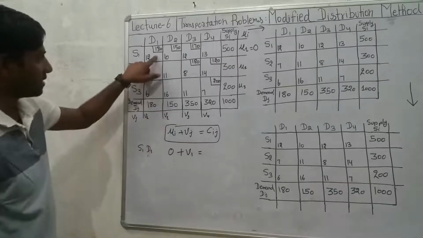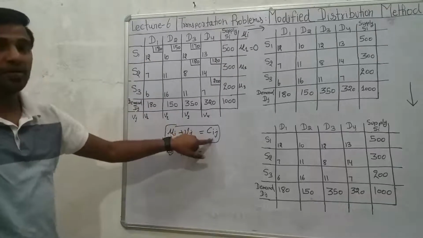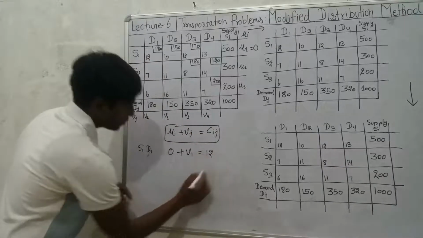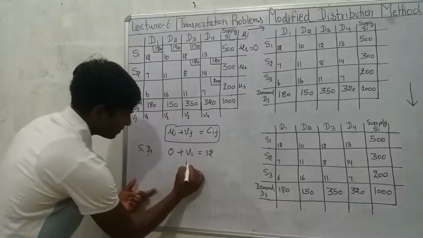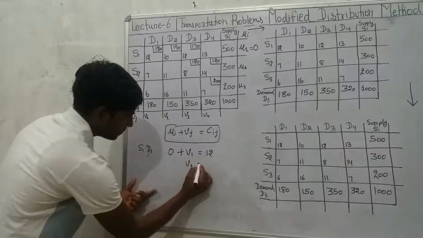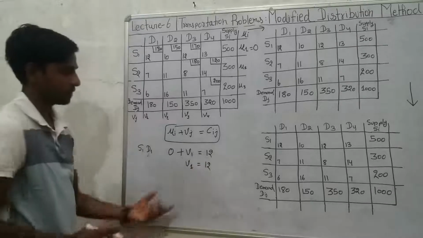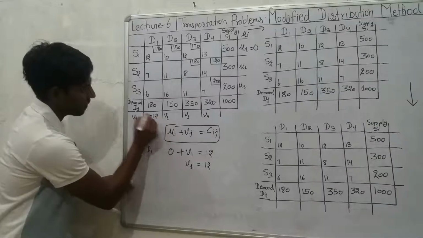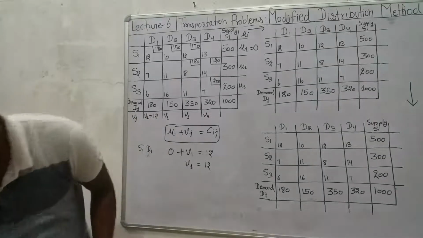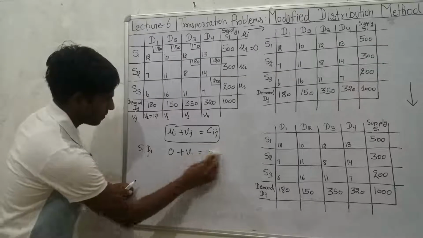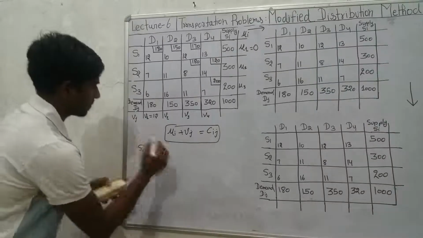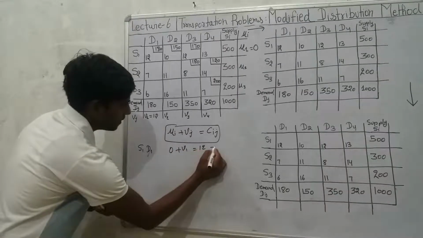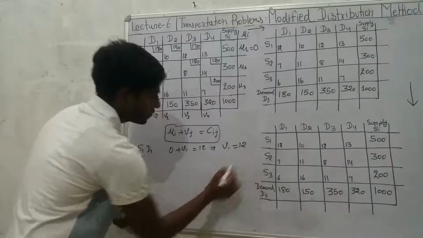And for this particular cell, what's the value of Cij? Cij is the per unit cost of transportation. For this particular cell, it is equal to 12. So what would be the value of V1? It's a simple adjustment. V1 would be equal to 12. So we are going to put this value here. 0 plus V1 is equal to 12. That means V1 is equal to 12.